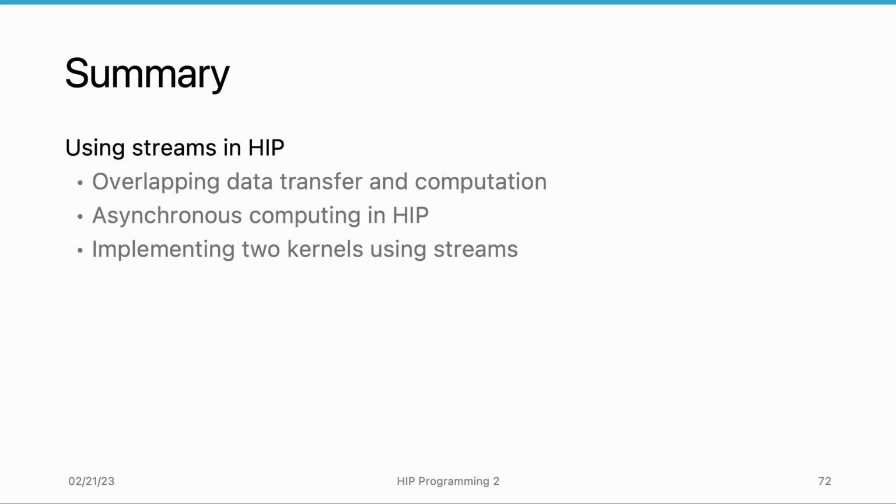So far in this video, we examined how streams can be leveraged to optimize GPU utilization by overlapping data transfer and computation. We explored the benefits of running multiple kernels concurrently to further enhance performance and introduced the concept of asynchronous computing in heap. In addition, we presented various techniques for implementing application streams in a program, including the use of two separate kernels with streams.